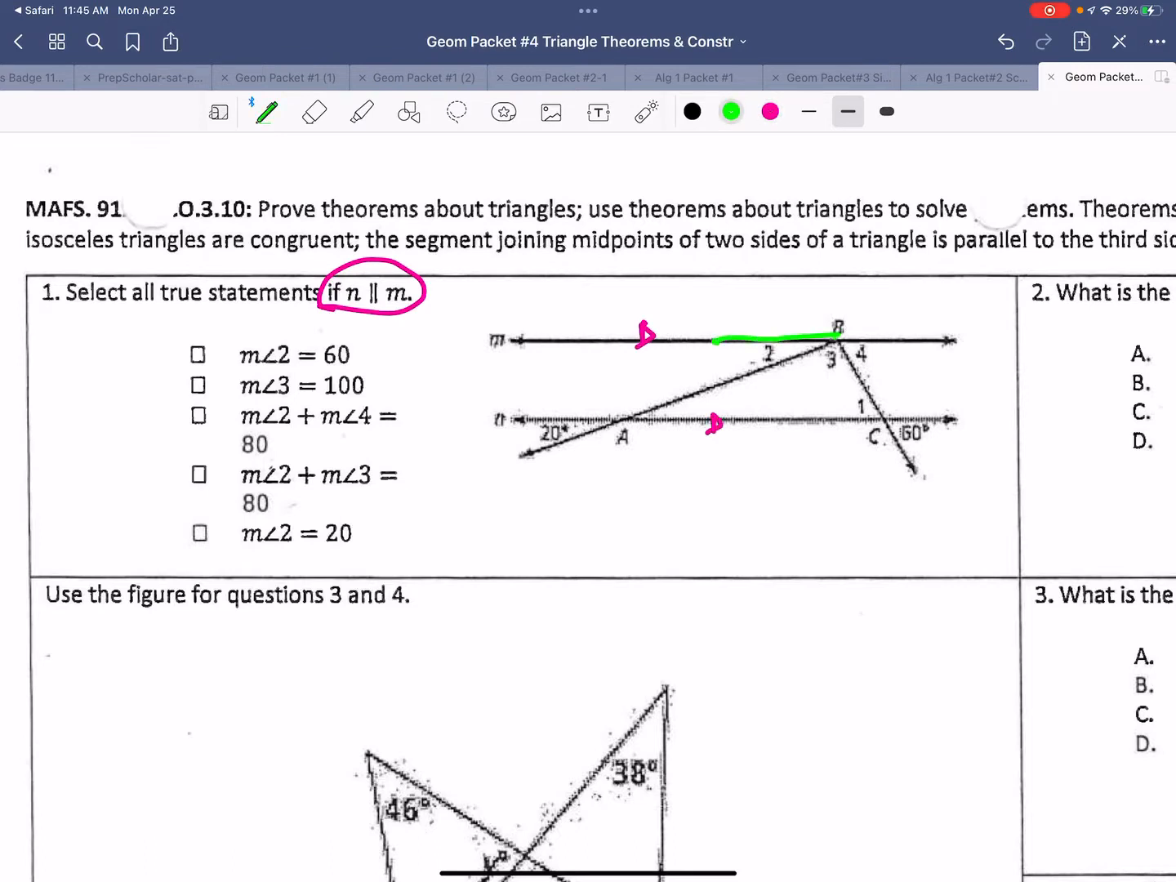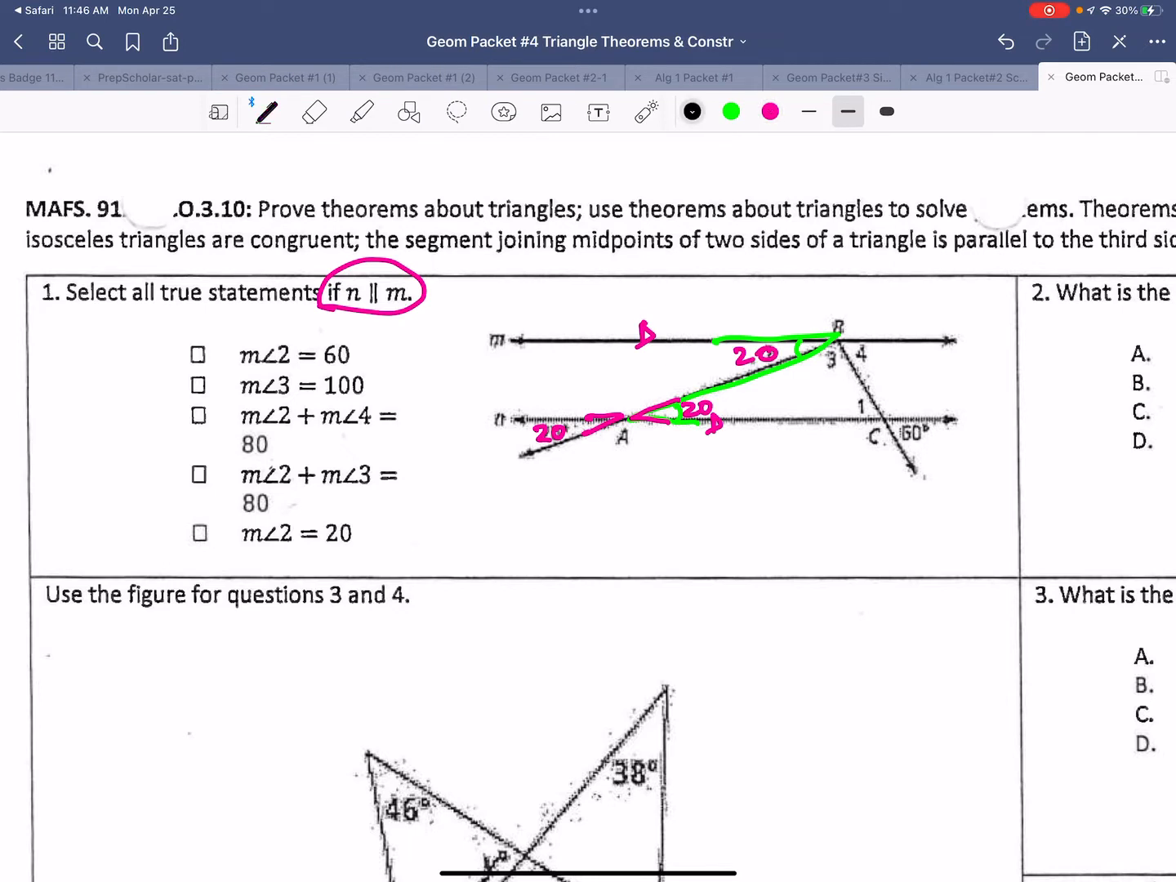Okay, so the first thing I see is 2 would be congruent to that. And because of vertical angles, this would be congruent to that. So we can kind of pass along this. If that's 20, this is 20, so this has got to be 20. All right, what else do I see?